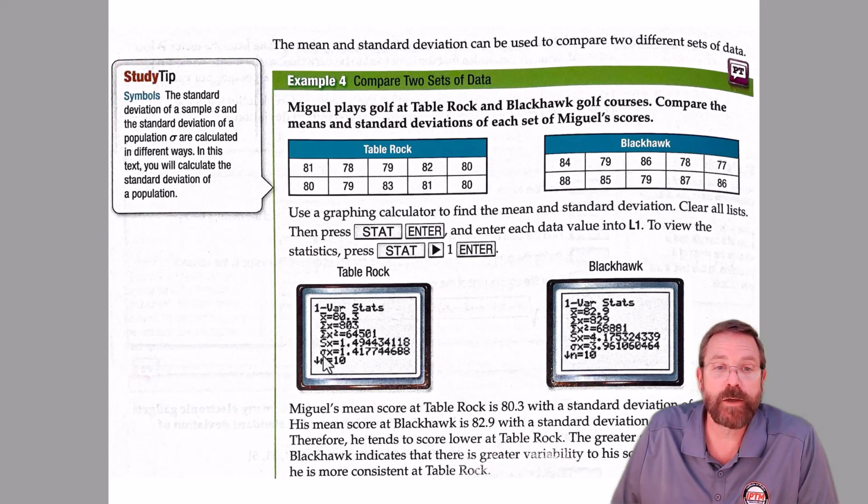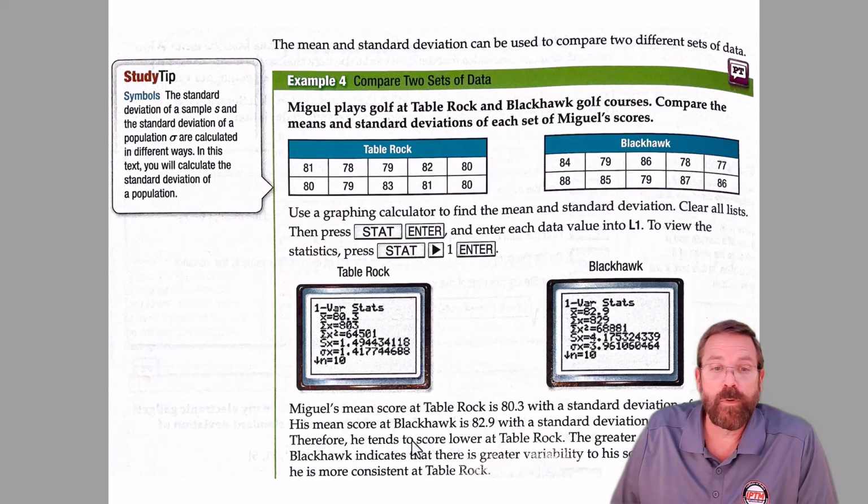I was actually pointing to the wrong thing. It's not the S of X, it's going to be the O of X where they're getting their numbers from. So here their mean is 82.9. The standard deviation rounds to 4.0.